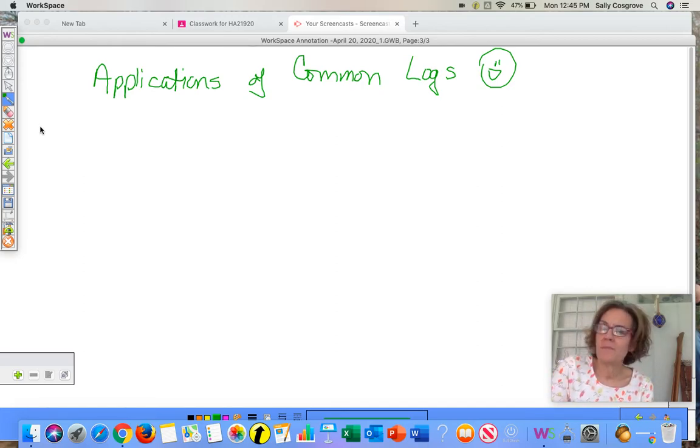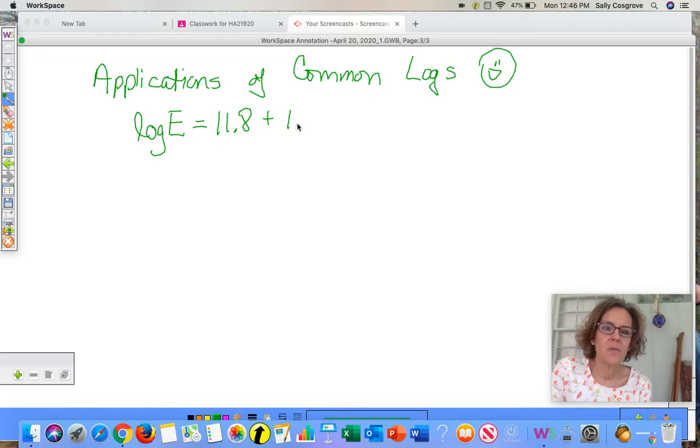We have a formula. You don't have to memorize this. If I ask you to use it, I would always give it to you. Again, it's in your book on page 493, but it says the amount of energy E in ergs that an earthquake releases is related to the Richter scale magnitude M by this equation. The log of E, so that is energy in ergs, equals 11.8 plus 1.5 times M. And this M is the magnitude of the earthquake.